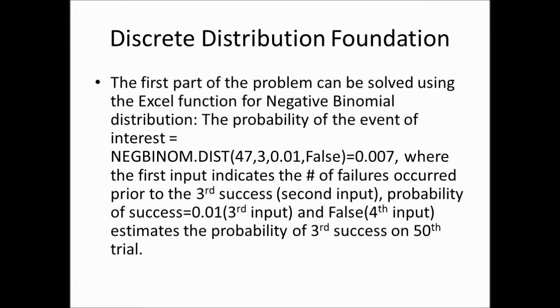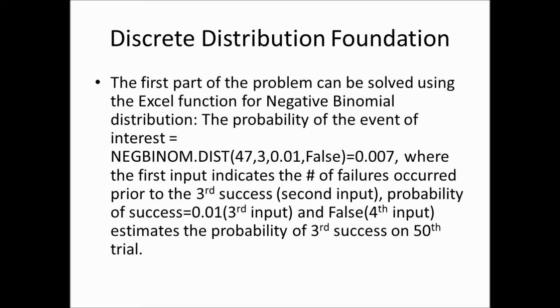So the first part of the problem can be solved using the Excel function for negative binomial distribution, and Excel reads it as NEGBINOM.DIST. It requires 4 inputs. For this problem, we'll use 47, 3, 0.01, false, and the number is 0.007. The first input indicates how many failures occurred prior to the third success. In our case, that should be 47 because the third success is happening on the 50th trial.